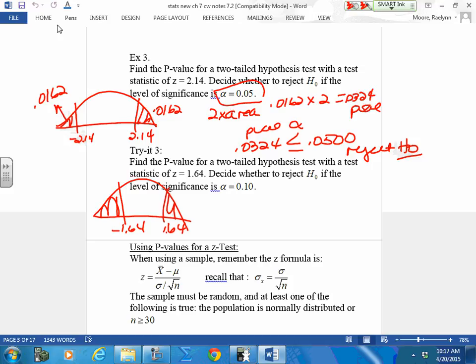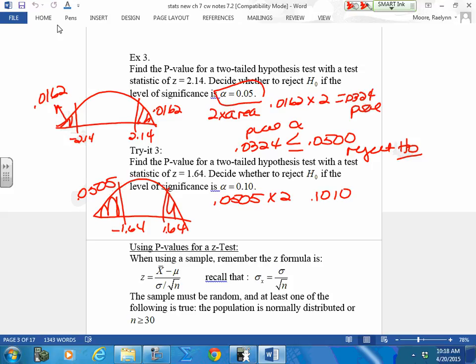No, it can't be. I'm looking for this little left-hand test. Negative? 0.05. Okay, thank you. So what do we do with this 0.0505? Double it. Multiply it by 2.